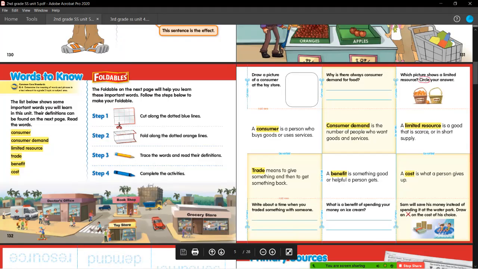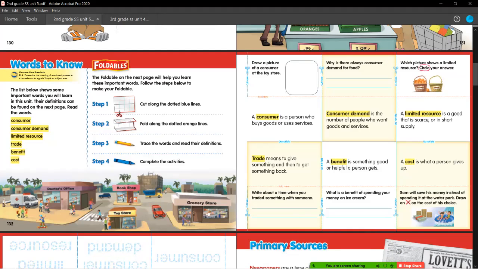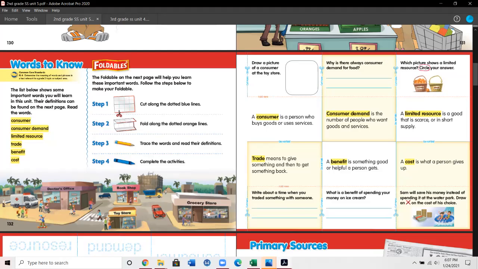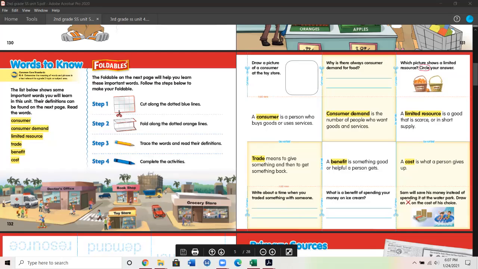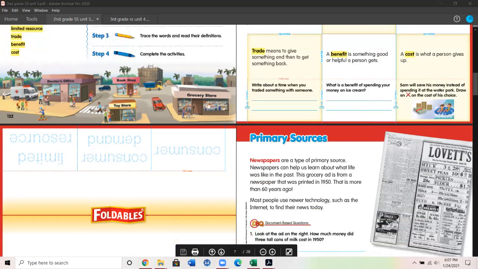And last, we have the word cost. A cost is what a person gives up. Sam will save his money instead of spending it at the water park. Draw an X on the cost of his choice. So for this one, what we're going to do is draw an X over the cost. So what did he give up? Now we said that he decided he will save his money instead of spending it. So did he end up using his money, or did he end up going to use the water park, or did he end up keeping his money and not going to the water park?